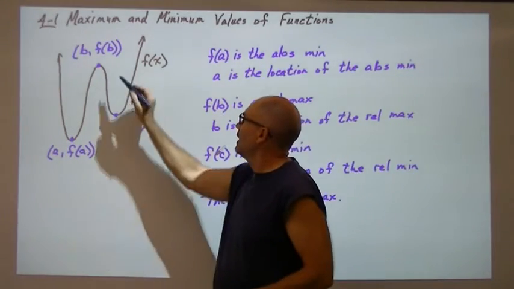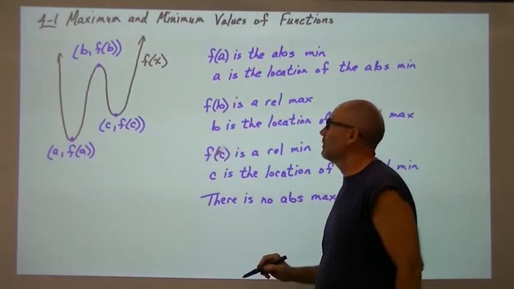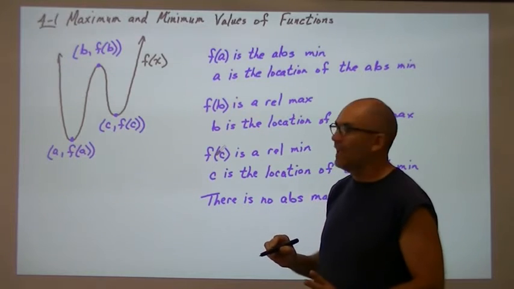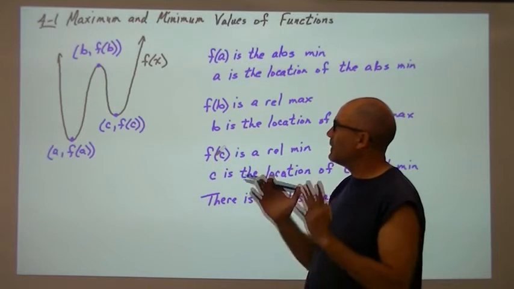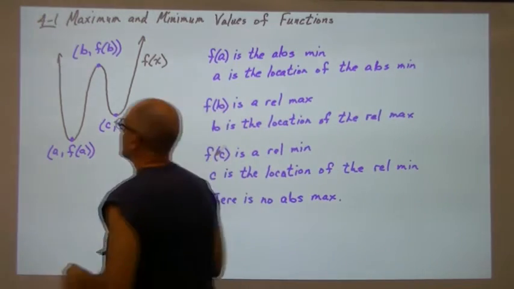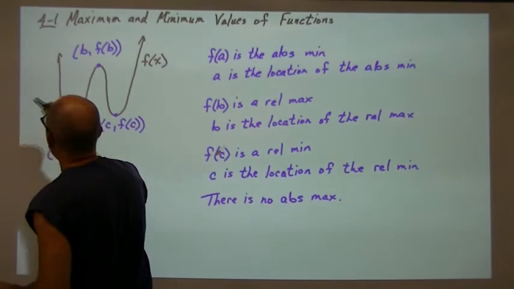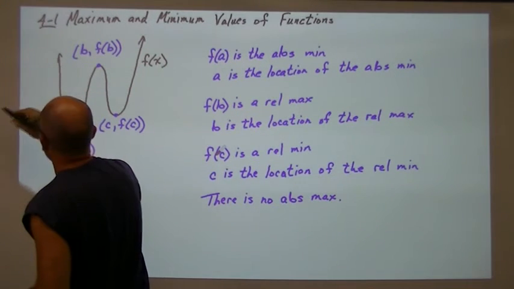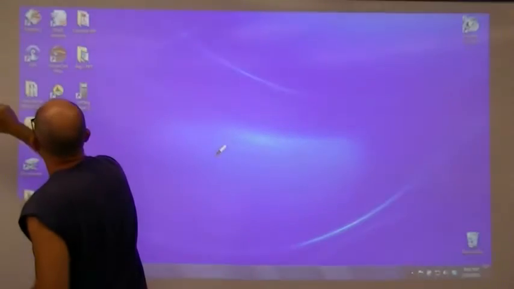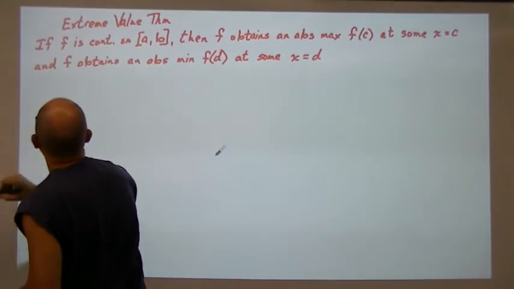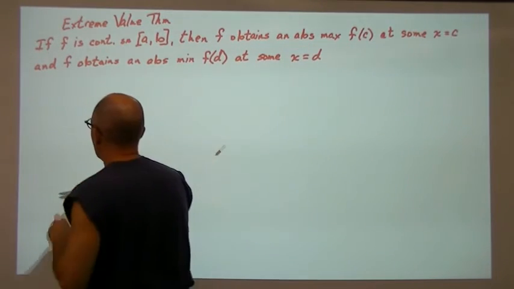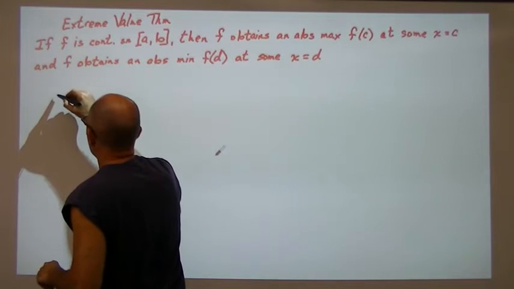Notice we said there is no absolute max here. Well, the extreme value theorem is saying you have to put limits on your function. So in other words, we have some point A and some point B that it's between. Okay, so if I have a function, let's say my function goes like this.